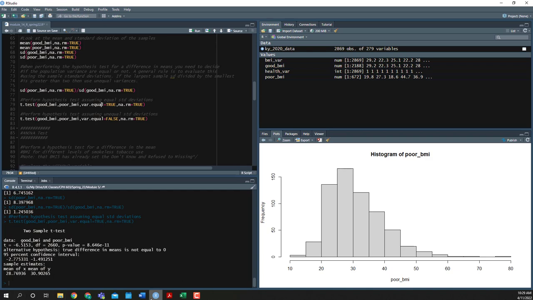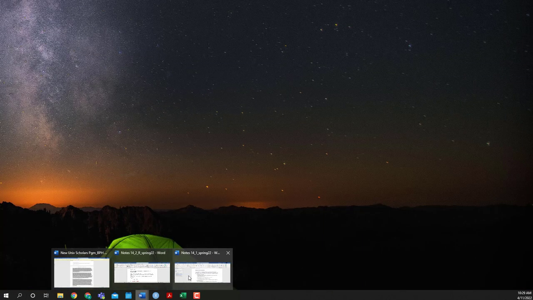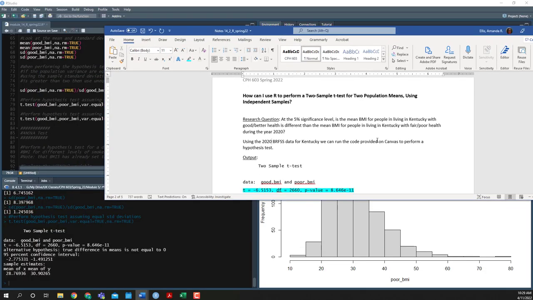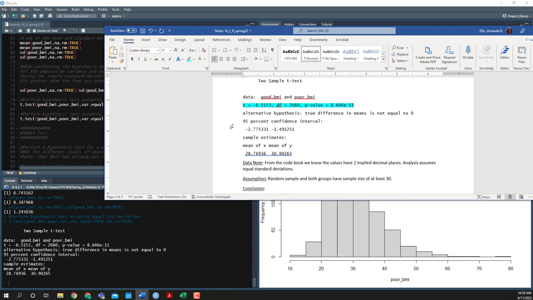So I'm going to copy this into our notes. Here we go. And you'll see here is that output copied. So a couple things to notice here. Here's where we had the mean BMI for those in good health, the mean BMI there for those in poor health. We have our confidence interval that we saw previously, and highlighted in teal is the results of the hypothesis test. So again, notice our p-value is very small. This is scientific notation, so there are 10 leading zeros and then 864.